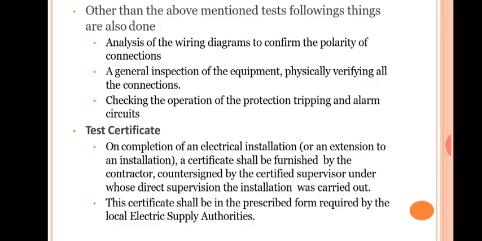So these are all the things which we have studied. So please go through this. It is a very, very important portion. Definitely you will be having one question in your examination.